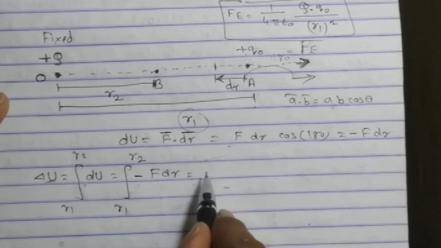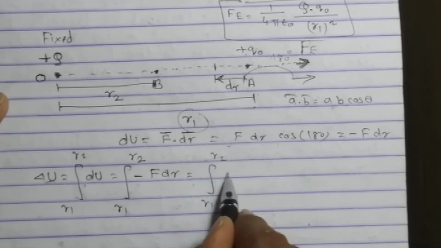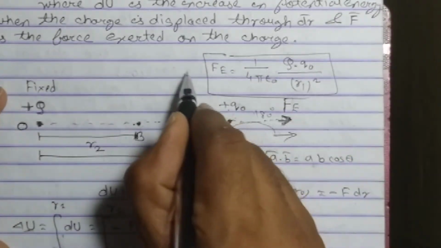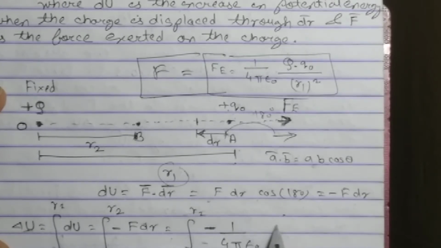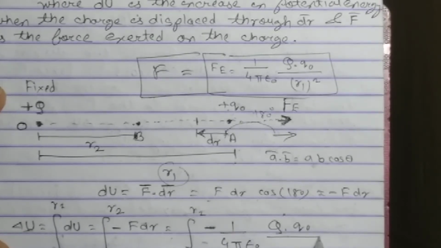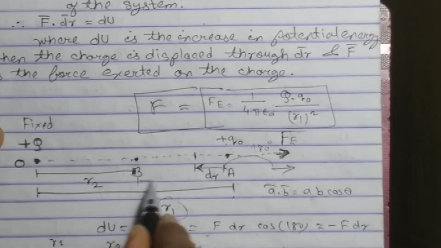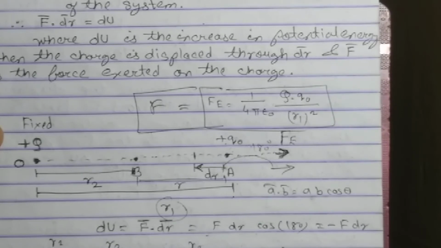So students, now it's a really easy one. Integration from r1 to r2 of minus F, and F we have already written here. What is the value of F? It is the electrostatic force, with formula 1 upon 4 pi epsilon naught, q into q naught upon r square, if I say the distance between them is small r. Then the remaining term is dr.